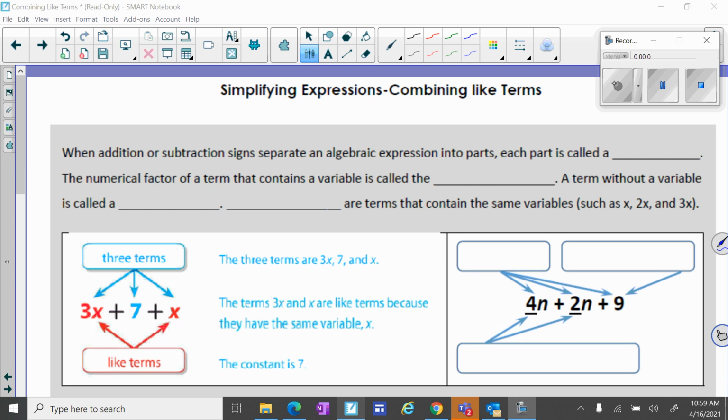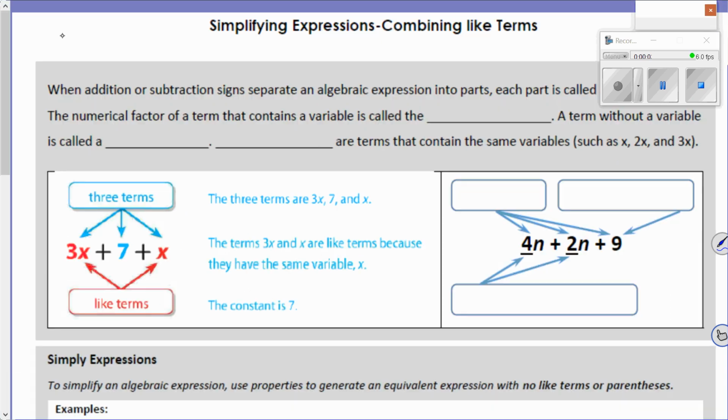Okay, guys, listen up, please. We're started already. Today, what we're going to do is simplifying expressions by combining like terms.